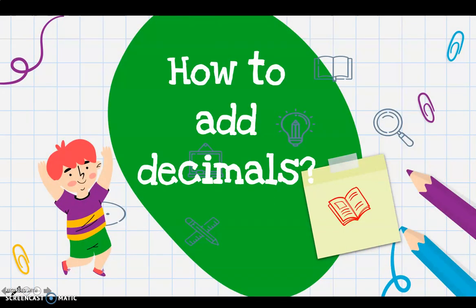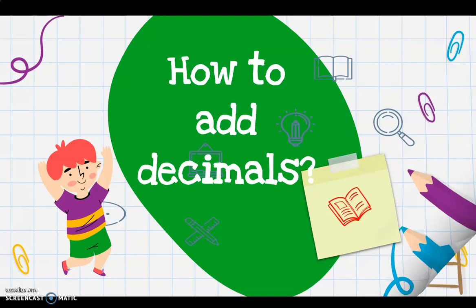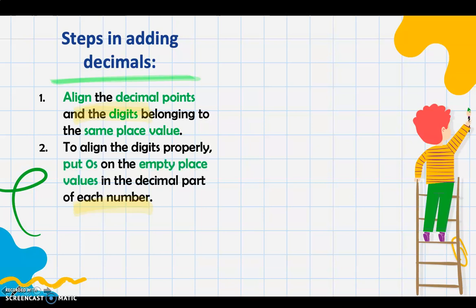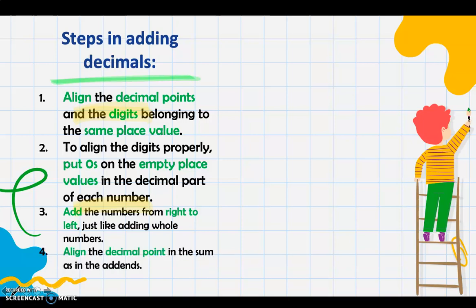Now, how to add decimal numbers? The steps in adding decimal numbers are: you just have to align the decimal point and the digits belonging to the same place value. Next, to align the digits properly, put zeros on the empty place values in the decimal part of each number, and then add the numbers from right to left, just like adding whole numbers, and then align the decimal point in the sum as in the addends.